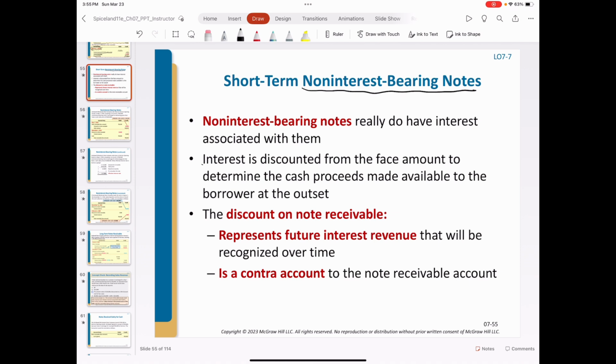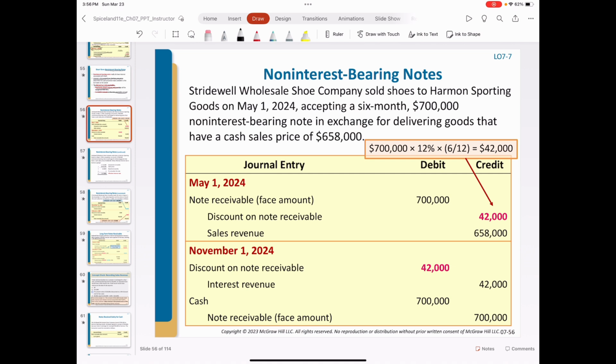Actually, the interest is a discount from the face value of the note. And the discount on note receivable represents future interest revenue that will be recognized over time. There is also a control account to the notes receivable. So let's take a look at this example.